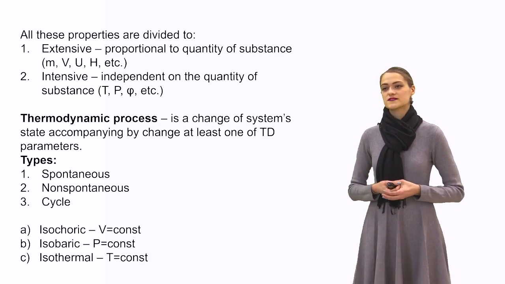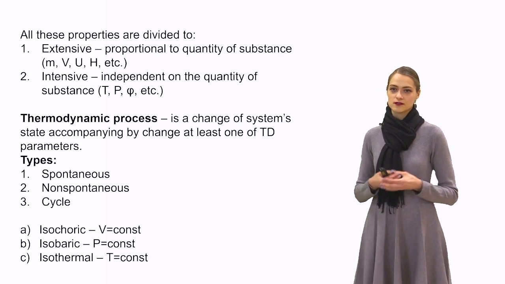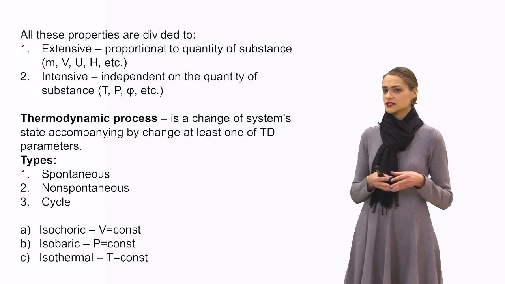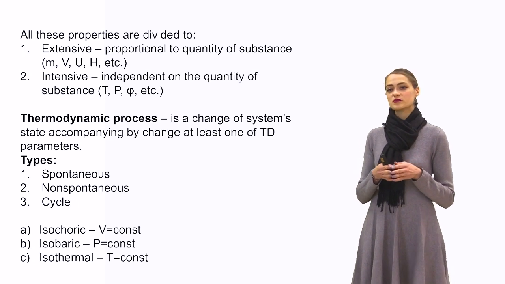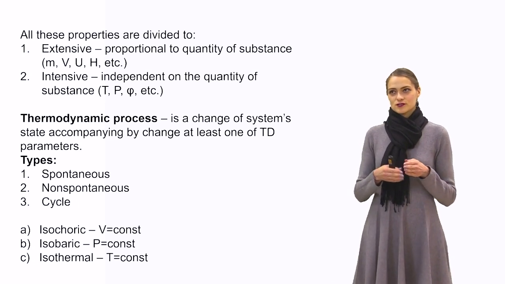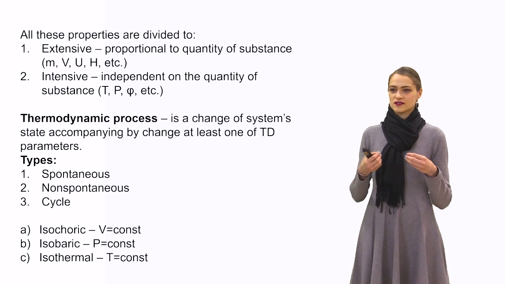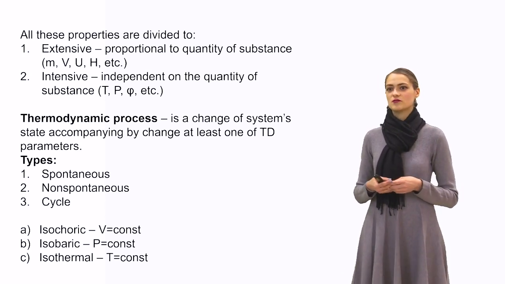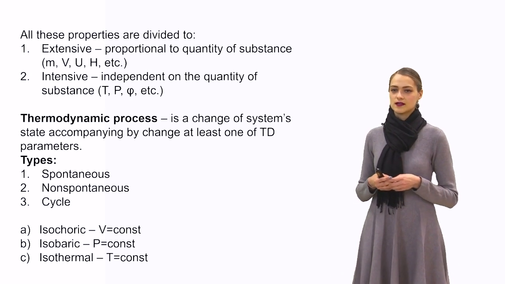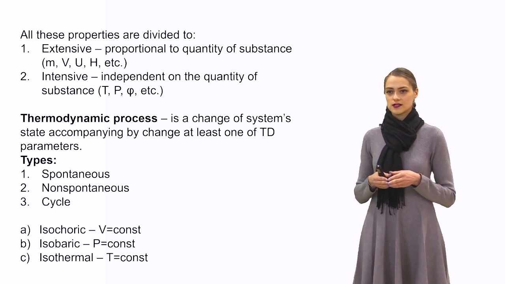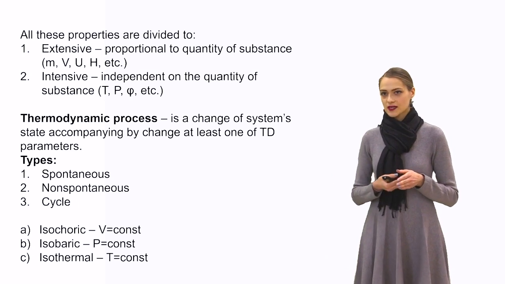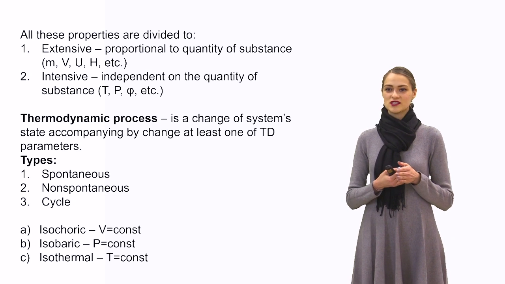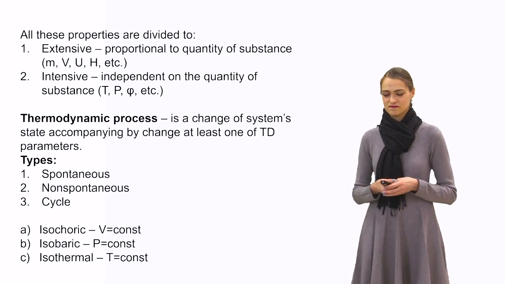And we have the cycle. What does cycle mean from the thermodynamic point of view? It's when our thermodynamic system left its initial position. So we have any change in temperature, pressure, heat change, but finally at the end of our reaction, at the end of the thermodynamic process, the reaction comes back to the initial point, initial position, initial state.